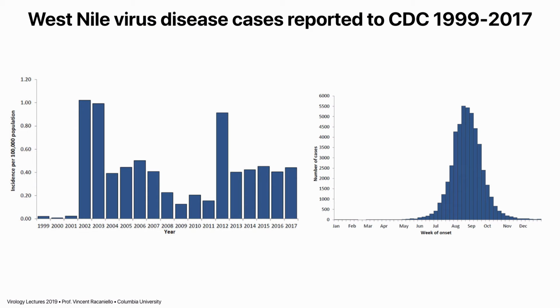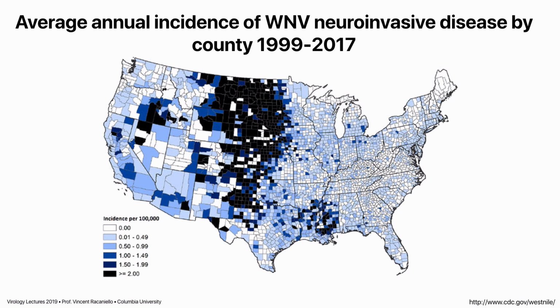The week of onset is typically in the summer. Here's the number of cases versus the month of the year. And you can see from June through October, really, that's the peak time that we see West Nile, because that's when the mosquitoes are about. And so probably the best way you can prevent infection right now is to try and avoid encountering mosquitoes.